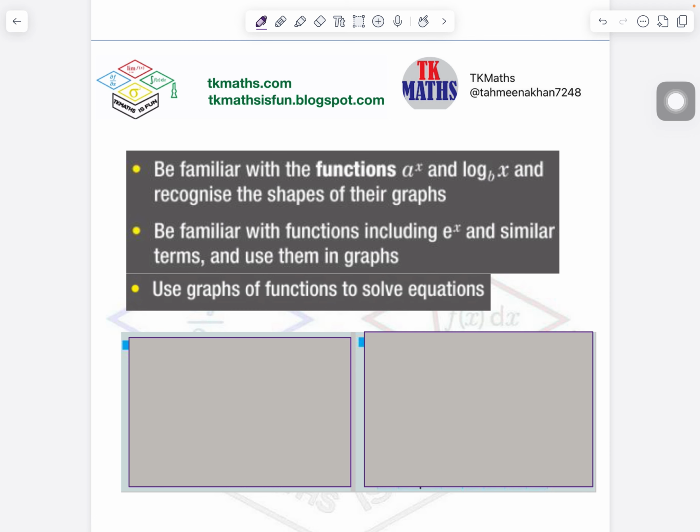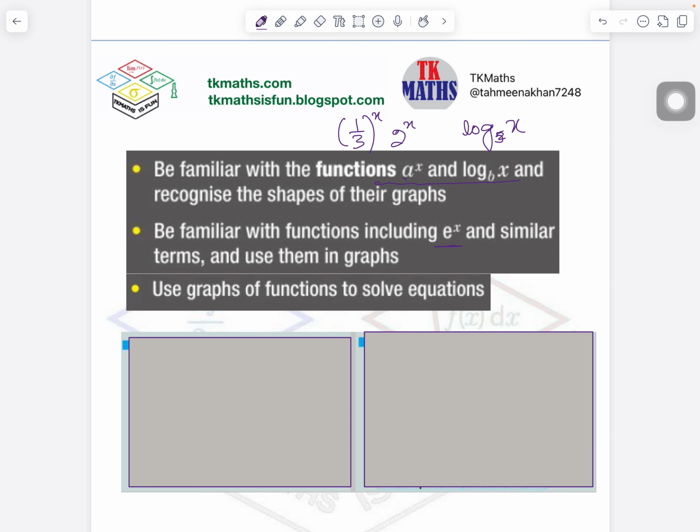So let's start. There are 3 pointers basically in this topic. Number 1 is the functions of the type a power x, log x base b. For example, log x base 2 or maybe base 5, and a power x, maybe 2 power x, 3 power x, 1 over 3 power x. So we will see all these type of sketches. And in the next video, most probably e power x and similar terms.